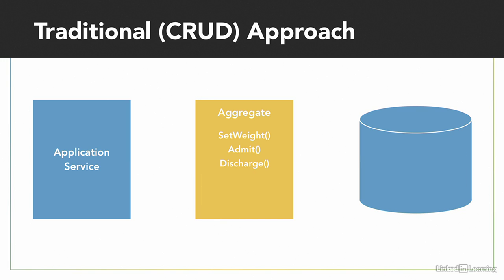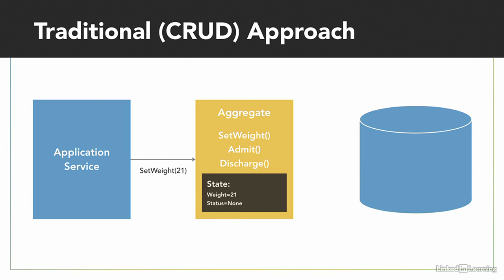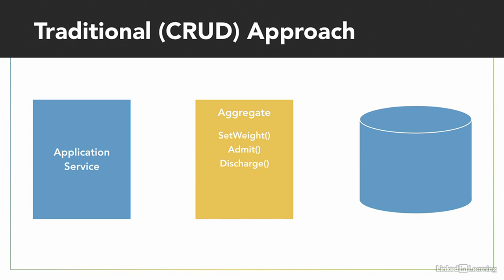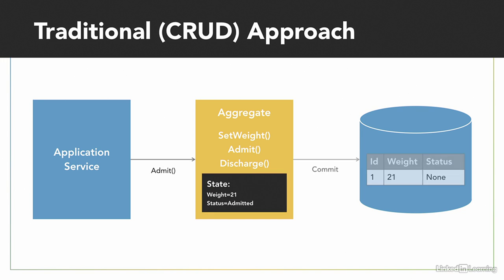Now, what would happen if we invoke the setWeight method again, but this time we pass another value, say 21 kilograms? Again, the domain model object, in other words, the aggregate, changes its state, completely overriding the previous one. If we decided to commit the state, then it would replace the state in the database. In this fashion, we could continue invoking methods to change the state. In this case, the admit method, which in turn changes the status property. Again, if we committed the state, then it would entirely override the state in the database.